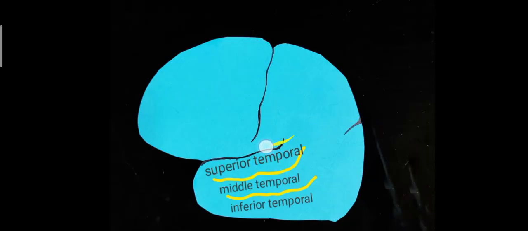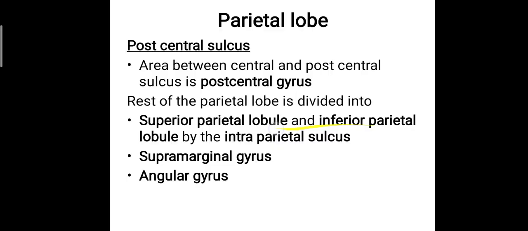So here you can see the temporal lobe, which is divided into three by two sulci running anteroposteriorly, namely the superior temporal sulcus and the inferior temporal sulcus. That divides the temporal lobe into the superior temporal gyrus, middle temporal gyrus, and the inferior temporal gyrus. So this concludes the temporal lobe.